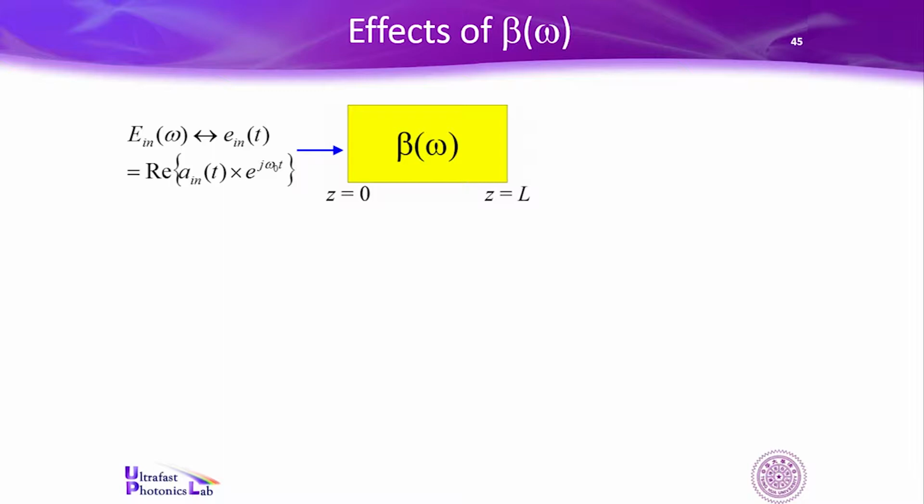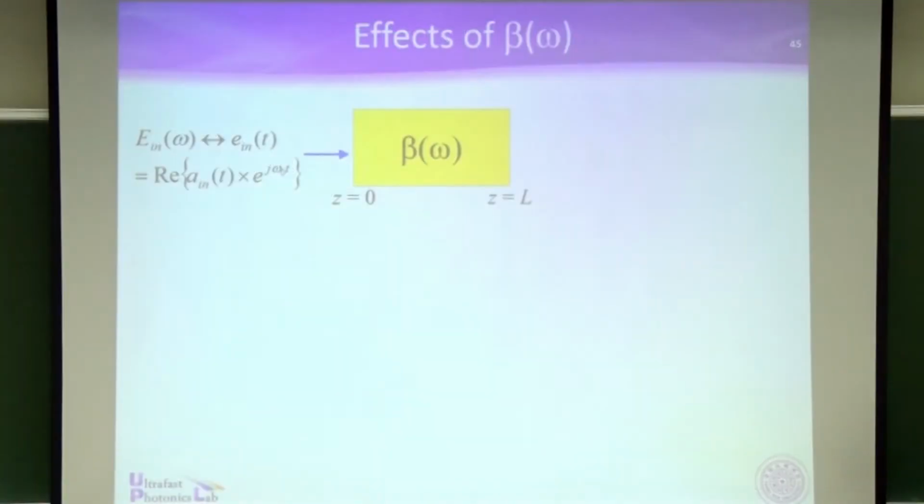And we have known, according to the carrier envelope representation, your electric field can be written as the real part of the temporal envelope function, small a sub in of t, times the carrier function e to the j omega 0 t, where small a function is a complex function, envelope and the phase. Okay? How about the output? This is the central issue of the modeling. This is your input. This is your material. What is the output?